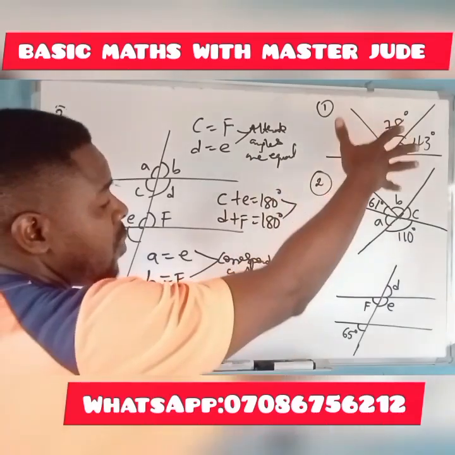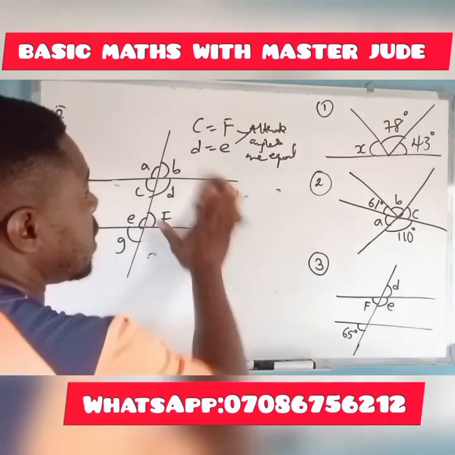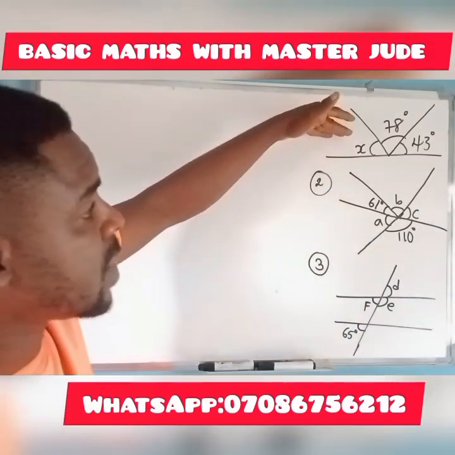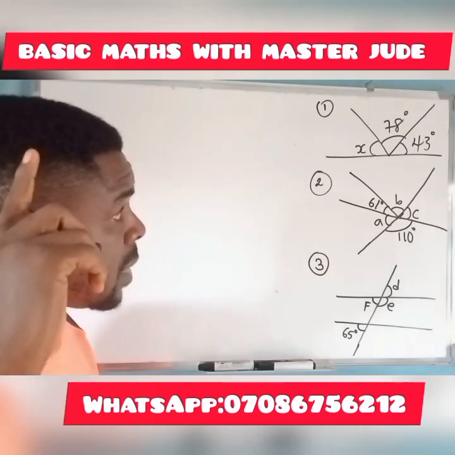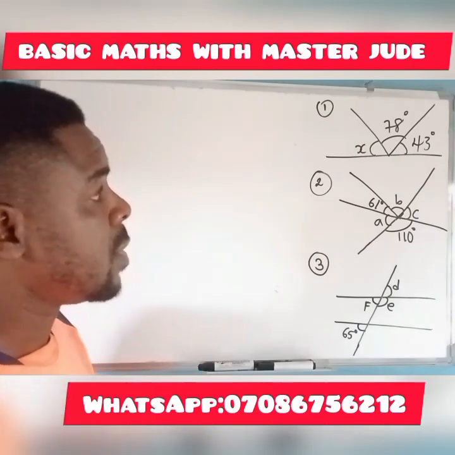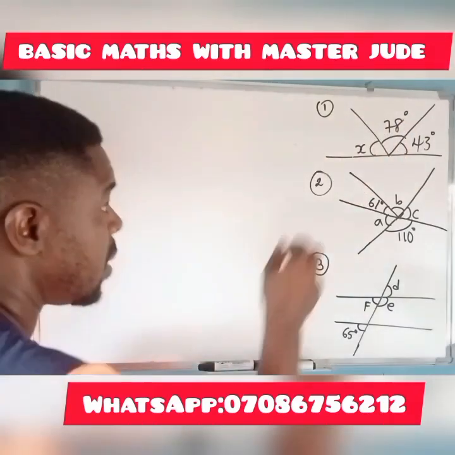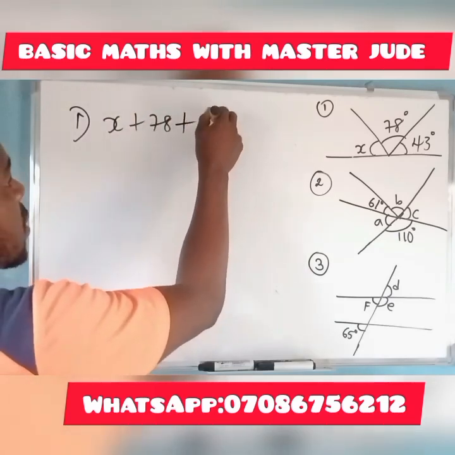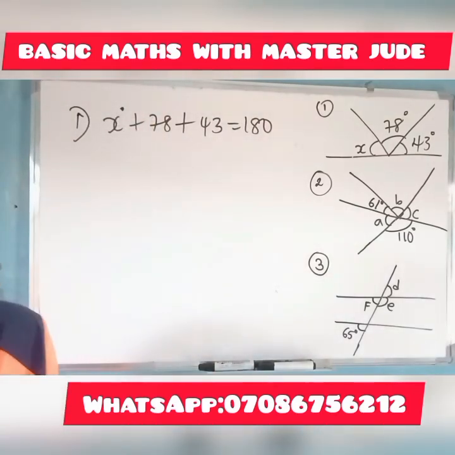I think we have a few of them we'll be applying in these three examples. Now, let's come back to the examples you have on the board. When you look at this first one, this is angles on a straight line, and one of the properties is that angles on a straight line equal 180 degrees, meaning that if we sum up everything here, it will give us 180 degrees. The first one will have x plus 78 plus 43 is equal to 180 degrees. So let's get the value of x.